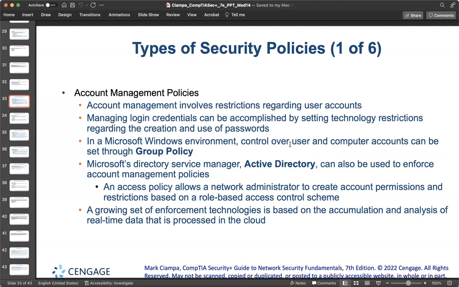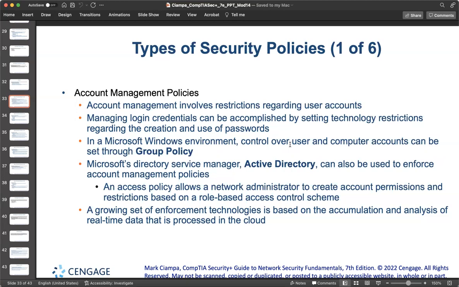Couple of different type of policies. First and foremost, the account management policies, which are a part of IAM or identity and access management. The account management itself involves restrictions regarding the user accounts, what users can do and what users cannot do. This can be applied through the group policies of the Active Directory, and you can just apply it to all the systems automatically with defining that group policy.